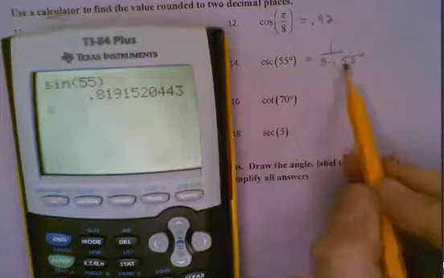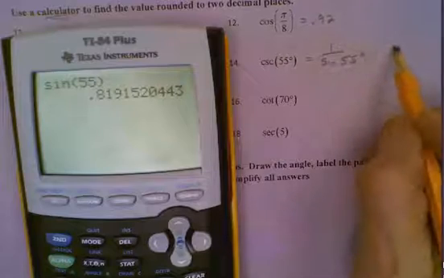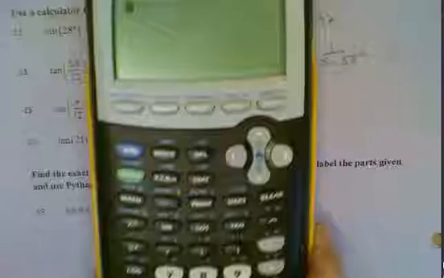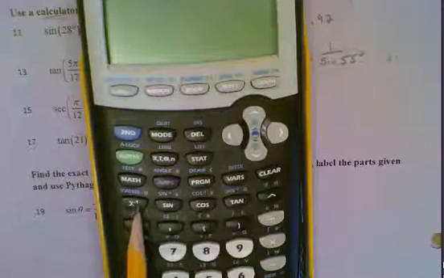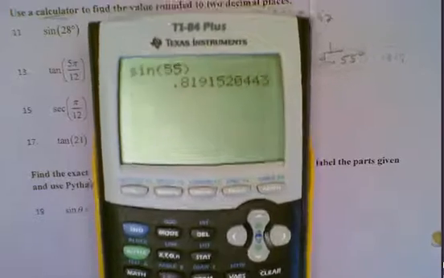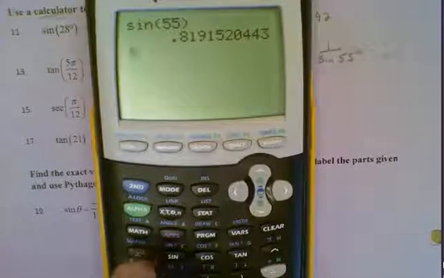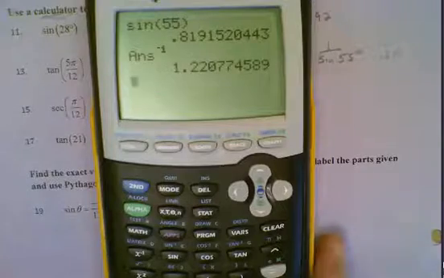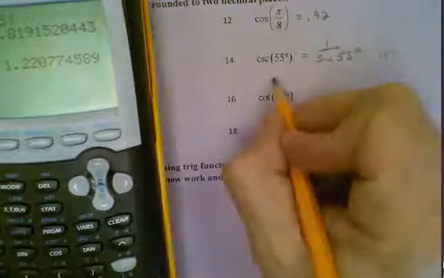I want to take the reciprocal of that. So I really want to take 1 over 0.819. Now instead of retyping it, on your calculator, there is the reciprocal button, which is right here, x to the negative first. So once I have the sine of 55, all I need to do is hit that reciprocal button, and I get 1.22. So that's the cosecant of 55 degrees.